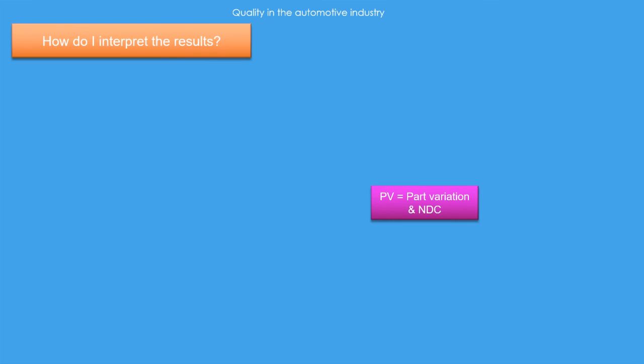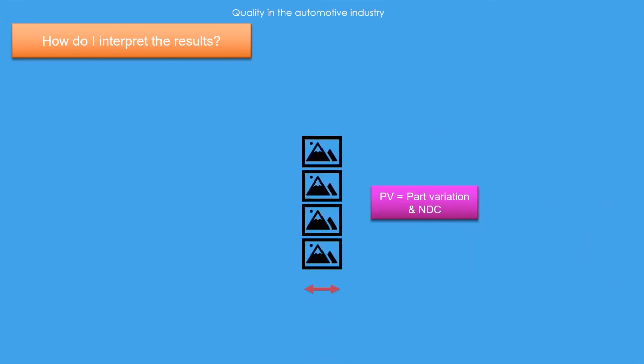PV is the component that tells me how different the parts are. The variation must be detected by the system. This is related with the selection of the pieces. Take a look at the NDC, the number of different classes. If the parts are organized according to their values and shown in a bar graph, the NDC will be the amount of bars displayed. It must be at least 5. If not, the parts are too similar to each other and the system cannot detect any variation.